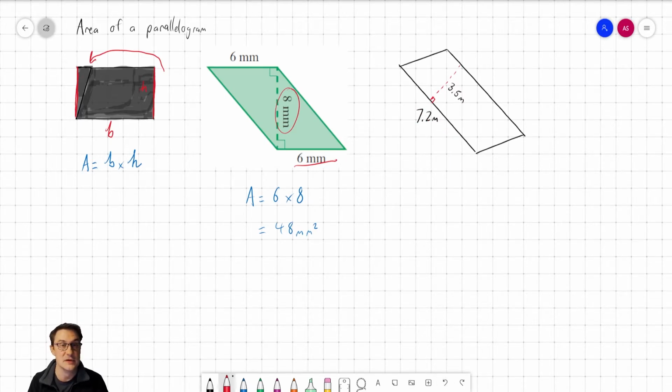Now, in addition to this, we need the height, and we can see that we do have a right angle symbol here indicating that the height is at a right angle. And so the height is going to be this here, which is 3.5 meters. So now, in order to work out the area, it's just a matter of putting these into the formula. I'm going to replace the B from the formula with 7.2. I'm also going to replace the H in the formula with 3.5. And from here, it's a matter of putting it into your calculator to get the answer, which is 25.2, and this will be meters squared in this case.